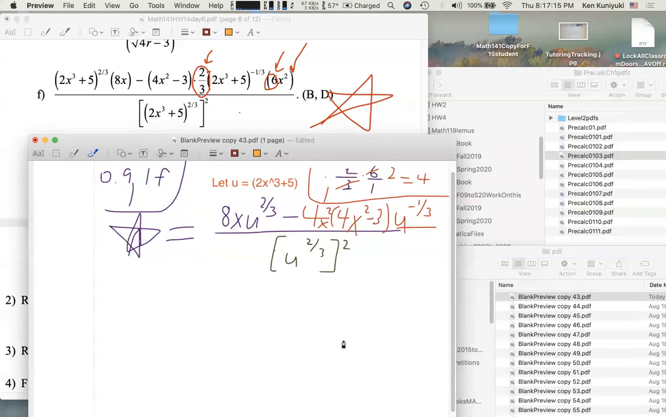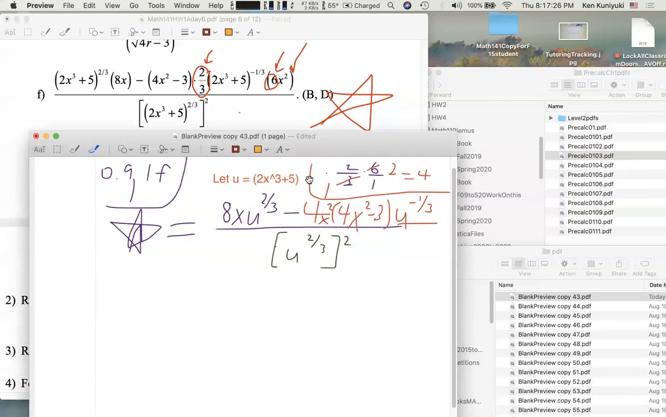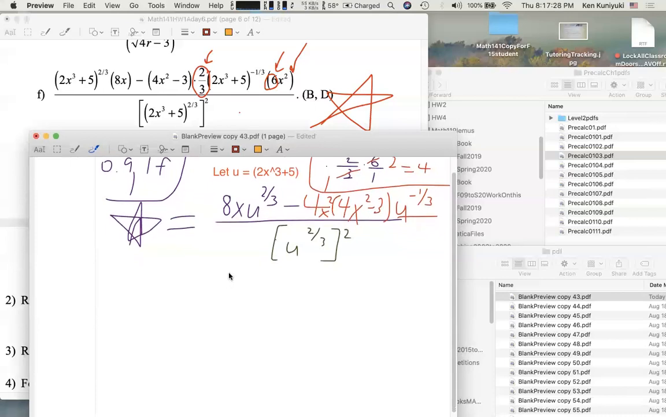Anyway, any more questions or corrections? By all means, if I made a mistake, please let me know. Any questions? And you all agree with the negative 4, right? Okay, let's move on.